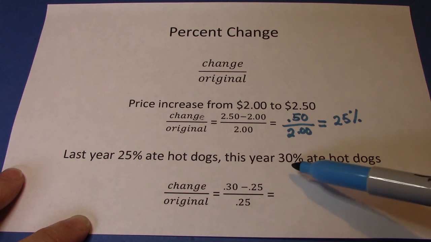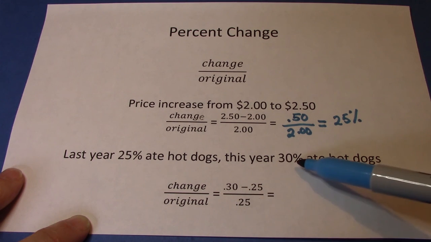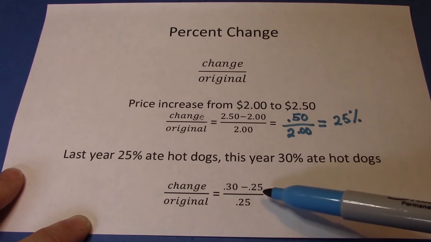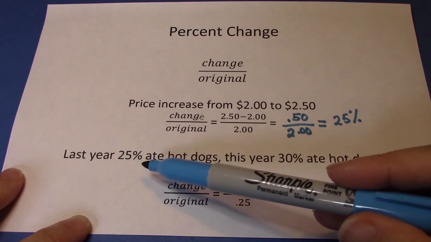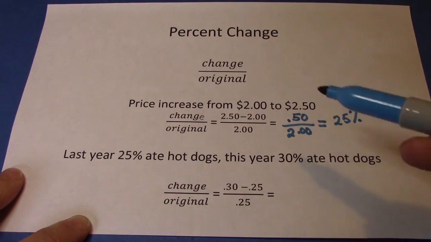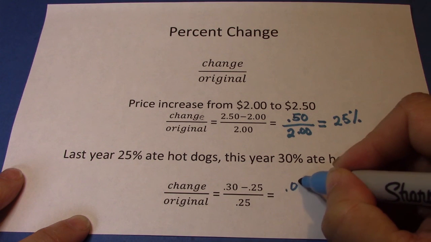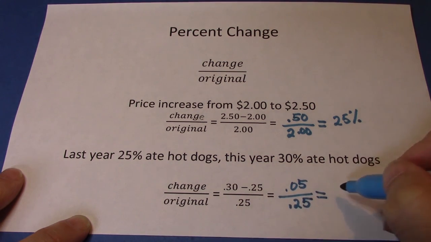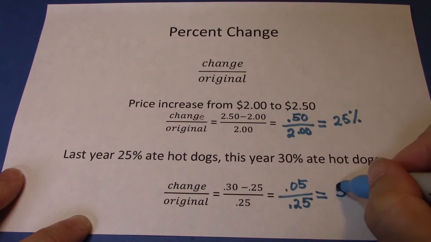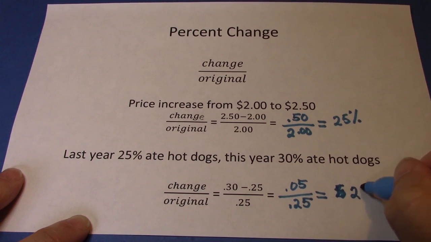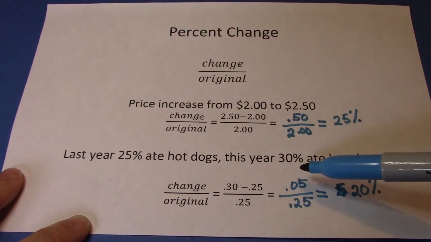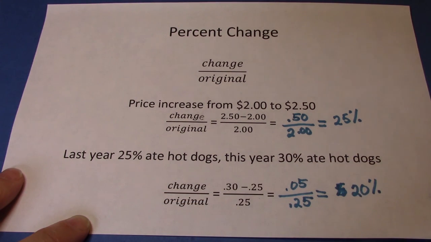So the new value is 0.30, that's converting percent to decimal, minus 25% over the original, that's what it was before, that's the 25%. When we do that, we get 0.05 over 0.25, and we find out that that is actually not 5%, 20%. 25% changing to 30% is really a 20% increase.